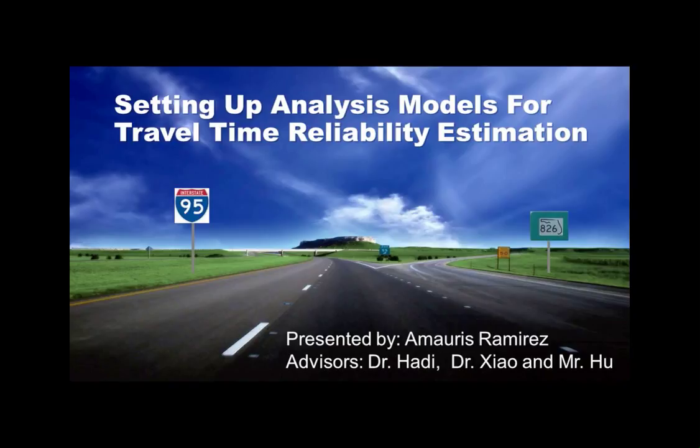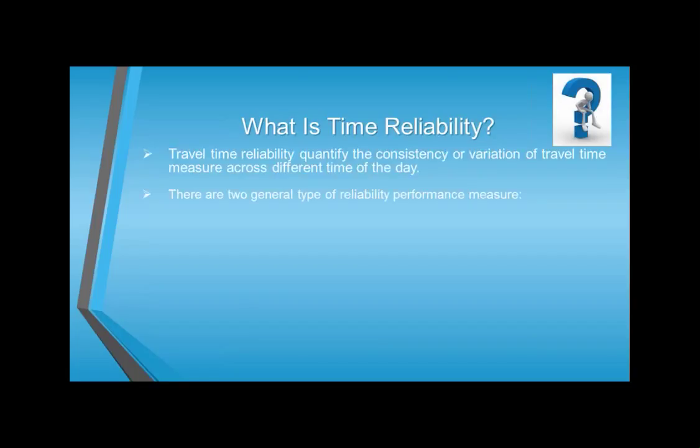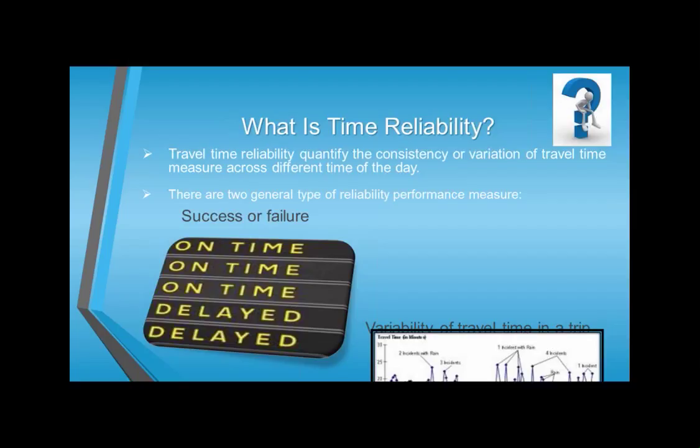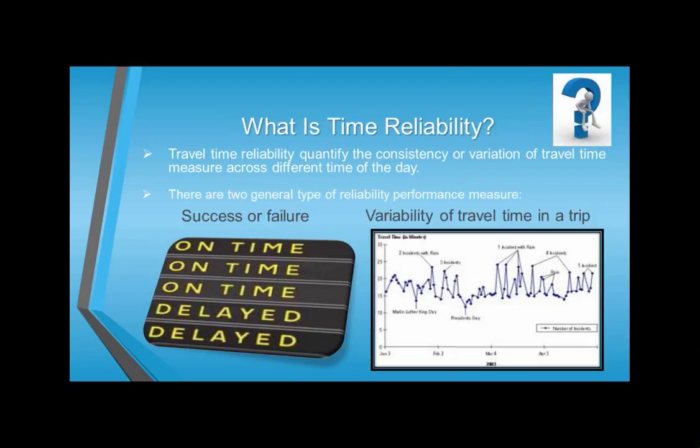Travel time reliability quantifies the consistency or the variation of the travel time during a period of time of the day. And there are actually 2 general types of travel time reliability. One, we can do it by taking into account if the travelers are getting to the destination on time or if the travelers are getting to the destination with some kind of delay. The other one is by tracking the variability of time that the travelers are taking to get from one point to another.